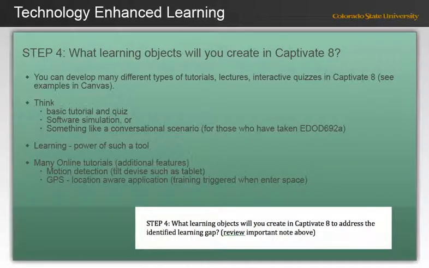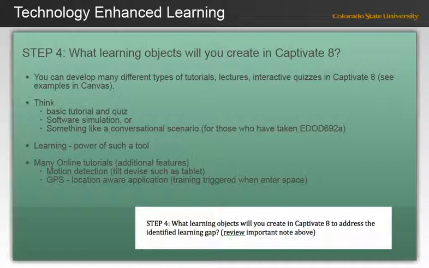And then in step 4 on your planning sheet, I want you to describe what learning objects you'll create in Captivate 8 to address the identified learning gap that you wrote about in step 1. Now you can develop many different types of learning objects in Captivate. You can do basic tutorials, basic lectures. You can do interactive quizzes. You can do software simulations. There's a lot you can do in Captivate.